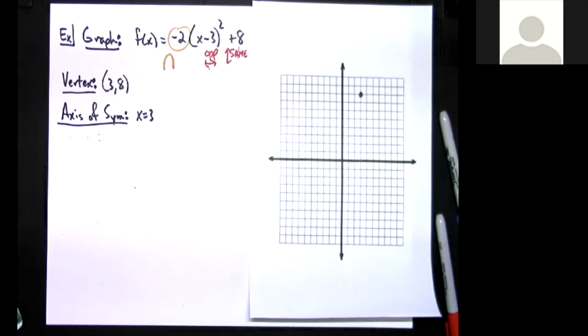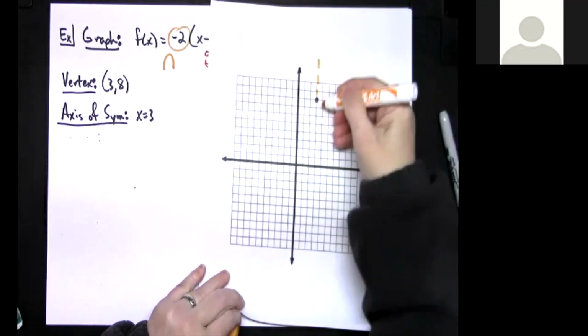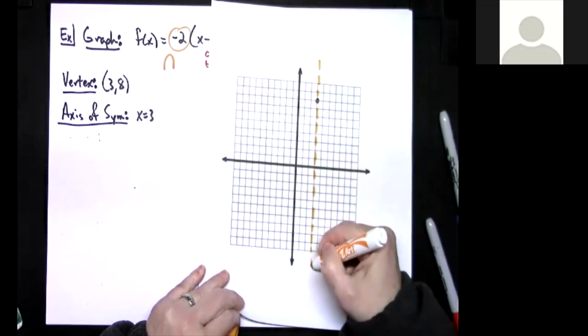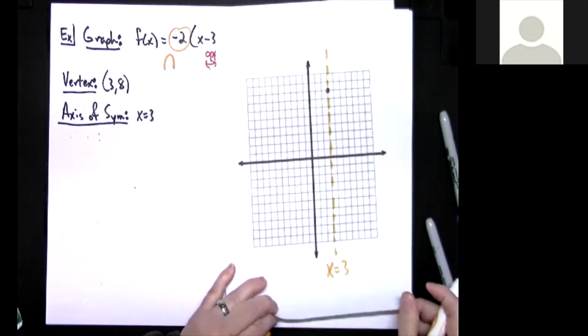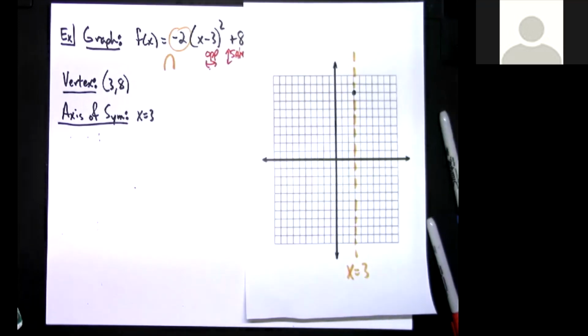All right, so let's go ahead and put that on. I'll do that in orange. It's going to go through 3. So there's my axis of symmetry labeled on the graph. If you were doing this by hand, you would definitely have to put that on there. You'd have to label that as x equals 3.